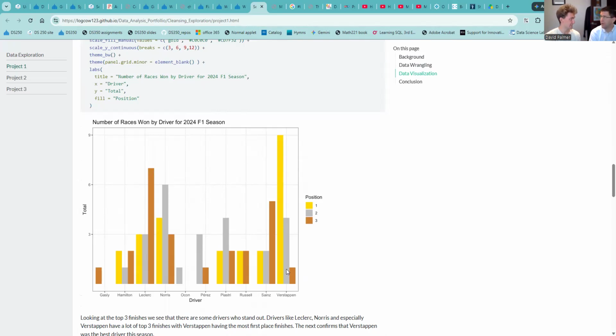First position is best, right? Yes, exactly. You get the most points in the first position. So we can see here, Verstappen had the most with 9 total first places. Then we had some other people here like Leclerc, Norris. They're getting top three a lot of times.